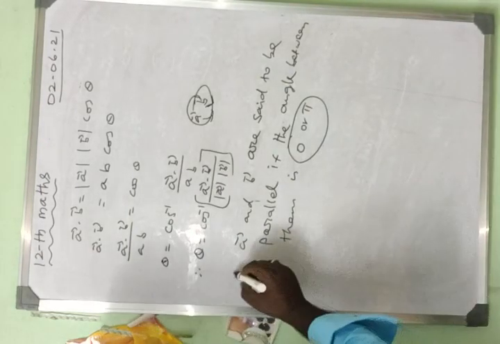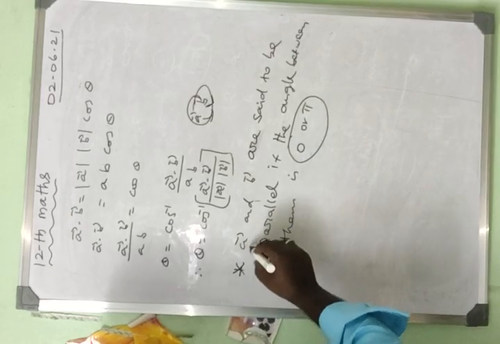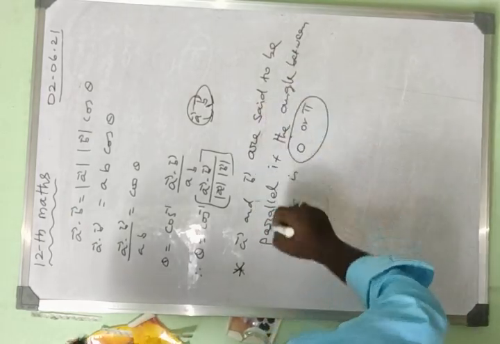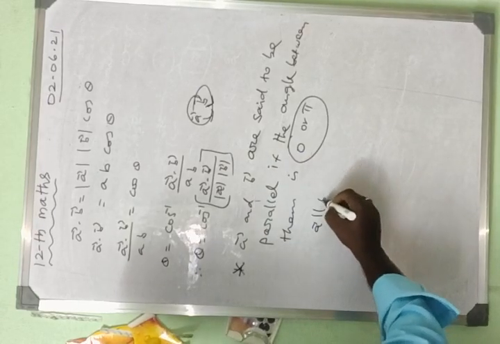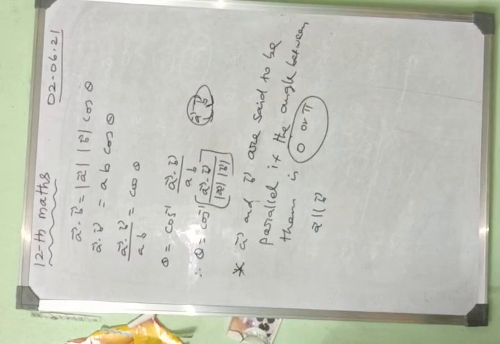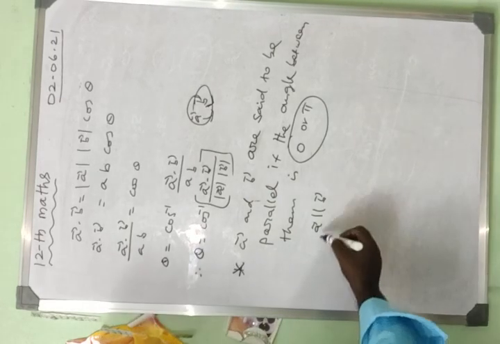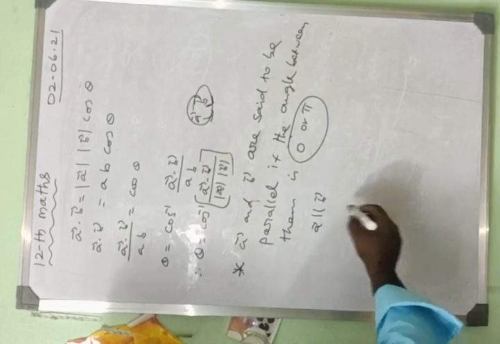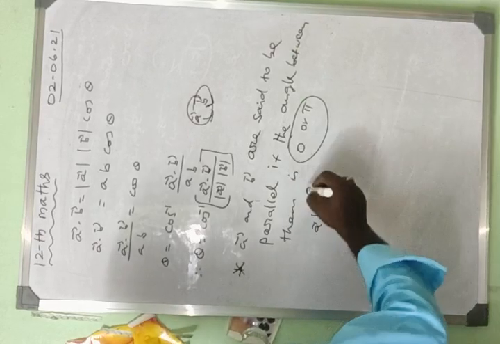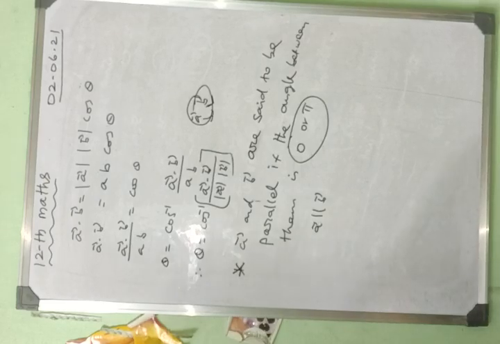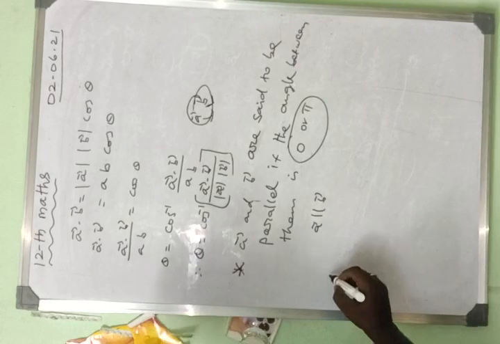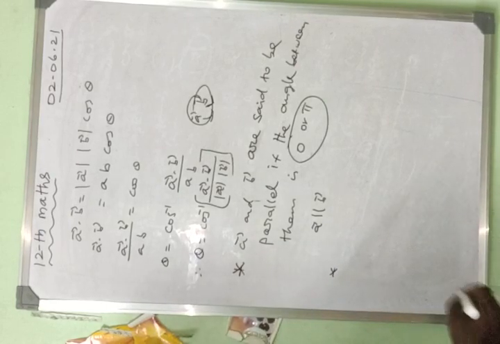So, a very important result. Vector A and B are said to be parallel. Vector A parallel to vector B means that the angle between the two vectors is 0 or pi. Okay, so next result. Suppose two vectors are perpendicular; that means theta is equal to pi by 2 or 3 pi by 2.